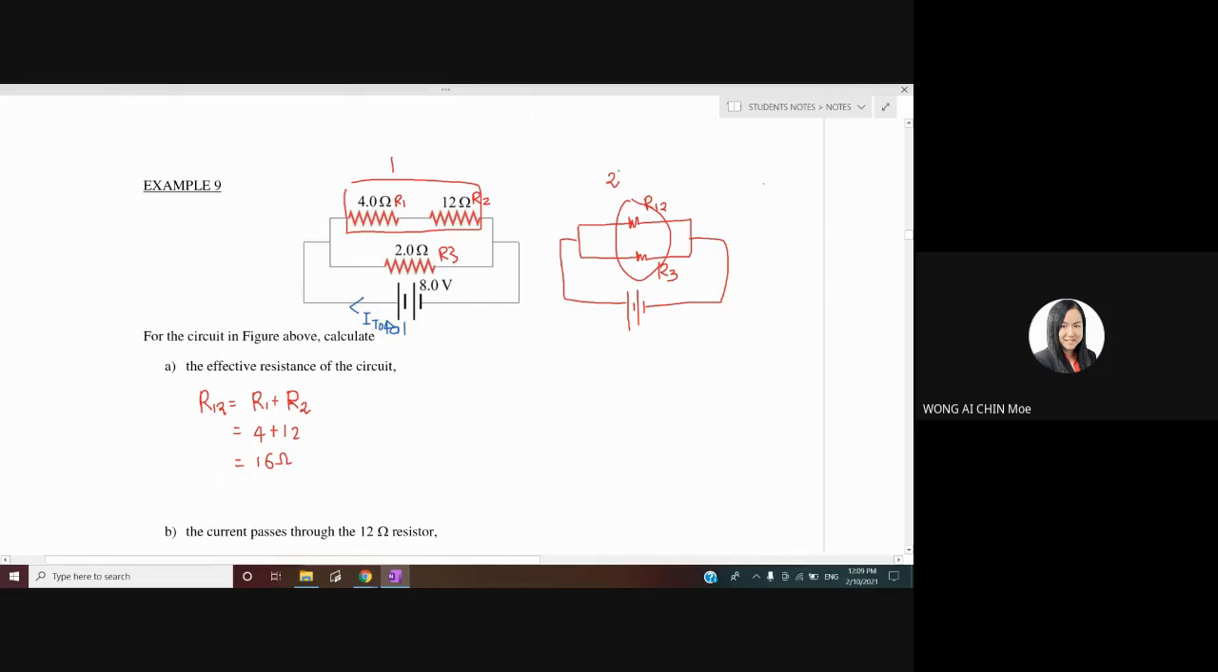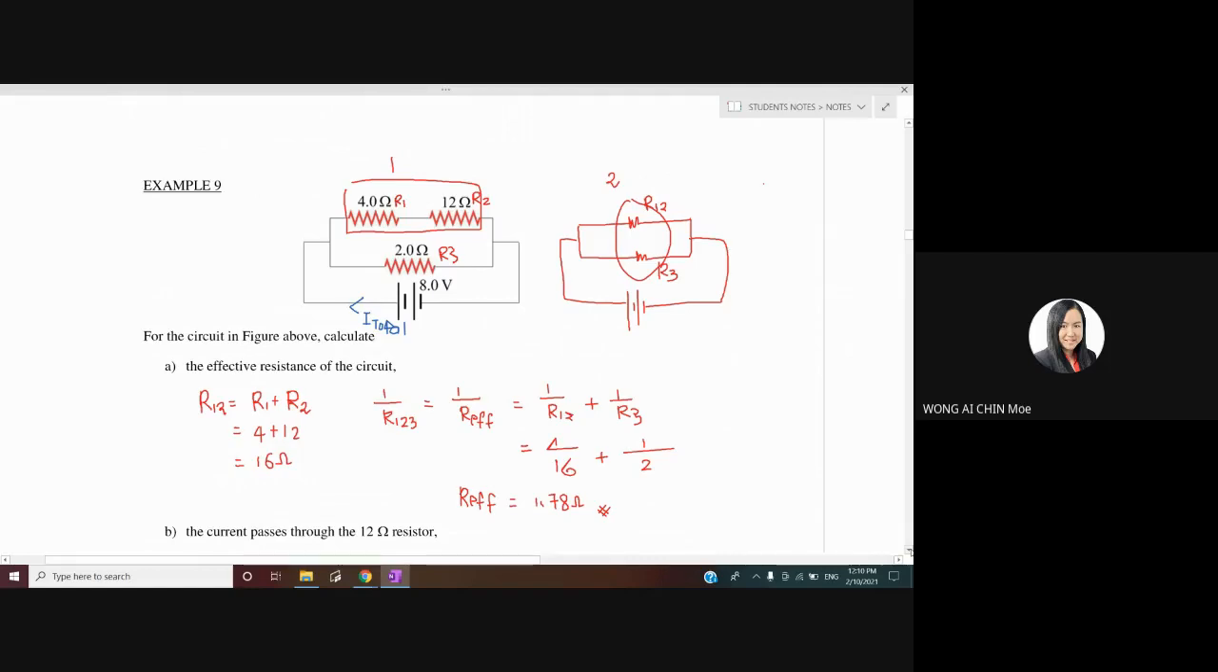Then step 2 is to find parallel. So 1 over R123 is actually 1 over R total, or R effective. Okay, it's equal to 1 over R12 plus 1 over R3. So 1 over R12, which is just now 16, plus 1 over R3, which is 2. So if you press the calculator, R effective, you will get 1.78 ohm. So this is our R total. Okay, you must find our R total.